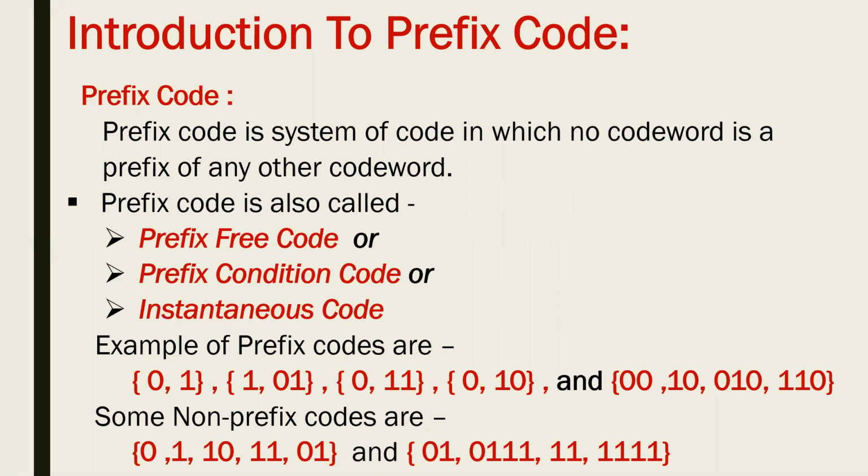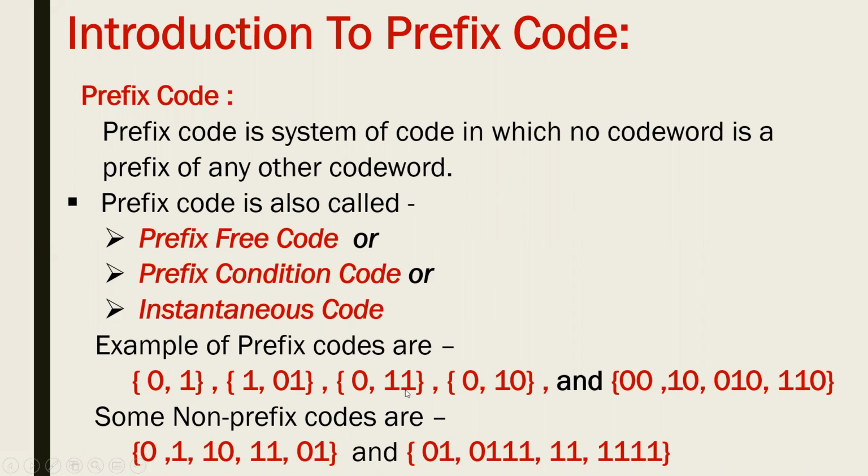For example, some prefix codes are 0, 1. In 0 and 1, this is a code book in which there are only two codes, 0 and 1. And no code is a prefix of any other code word, because 0 does not occur as a prefix of 1 and 1 also does not occur as a prefix of 0. Next, 1, 0, 1. Here 1 is not a prefix of 0, 1, or 0, 1 is not a prefix of 1. Therefore, it is also a prefix code.